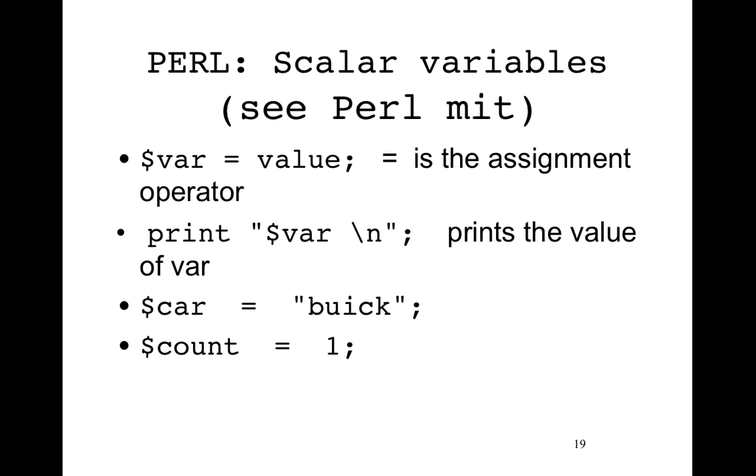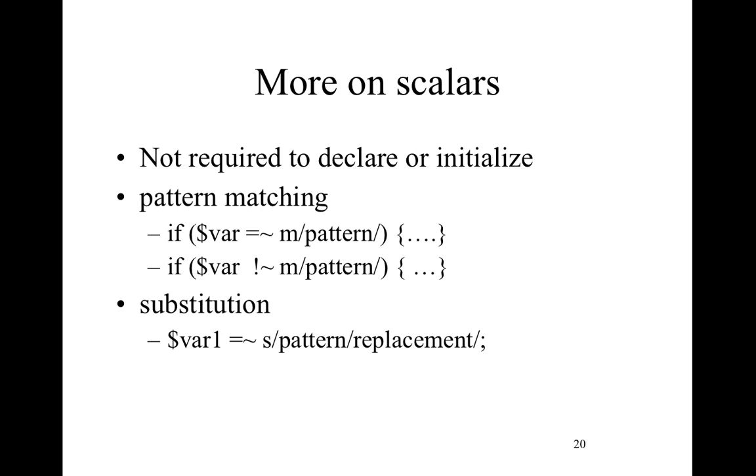Here we have a variable that equals a value. It's an assignment operation. Print the variable prints the value of the variable, which is kind of interesting. All you have to do is put the $ sign in there and it treats it like the variable. So car is going to equal Buick. Count is going to be equal to 1. It'll keep track of the type for you. Not required to declare or initialize, as I mentioned before. We don't have to say integer i is equal to 1. Don't have to do that at all.